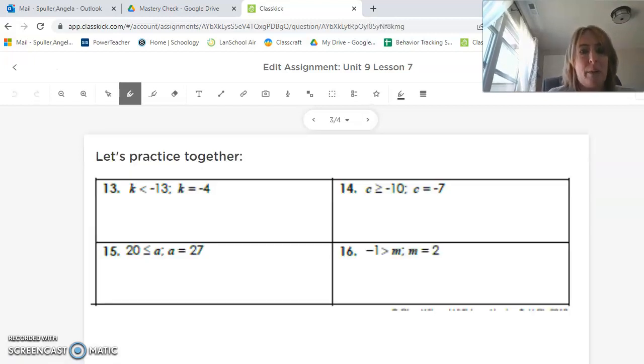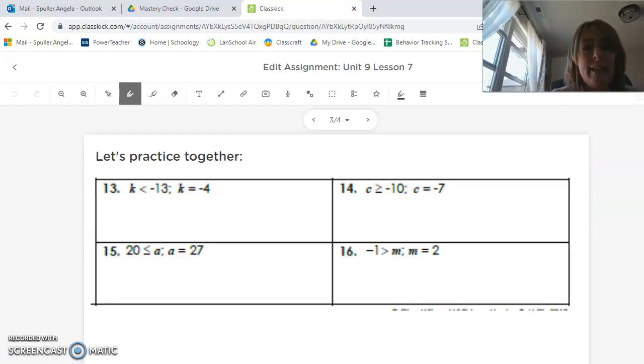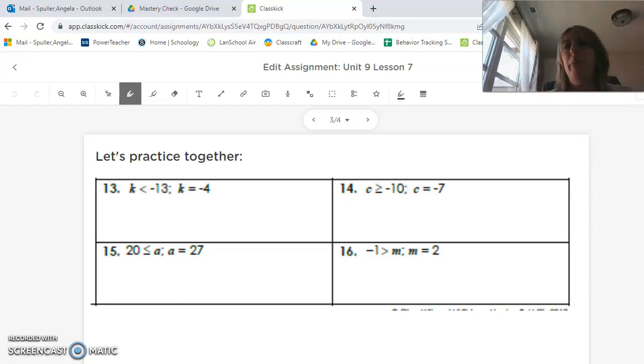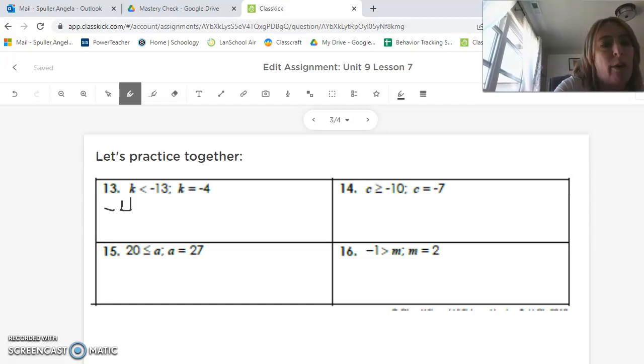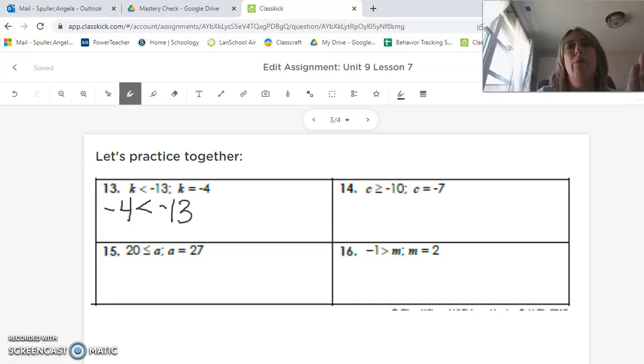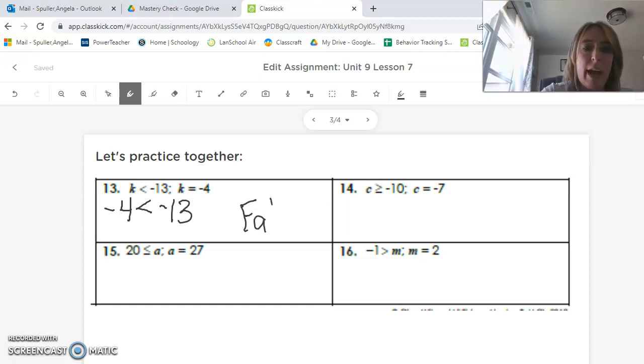Okay. All right, let's practice some more. K is less than negative 13. Now be careful. Remember, with negative numbers, you've got to think about it in money. Which one gives you more in your pocket? Well, here K is negative 4. So negative 4 is worth less than negative 13. Well, if I owe $4 or I owe $13, that's not true, is it? That's false. Because negative 13 is less. It's a lot less. It means I owe a lot more. I have a lot more taken out of my pocket.